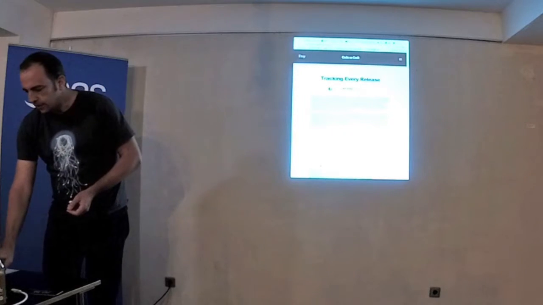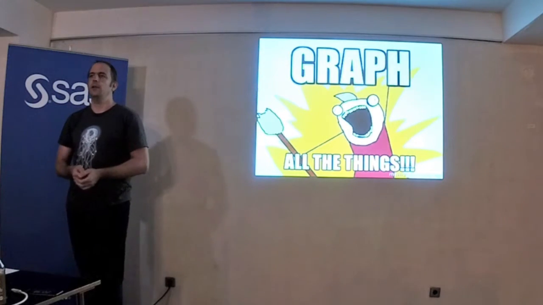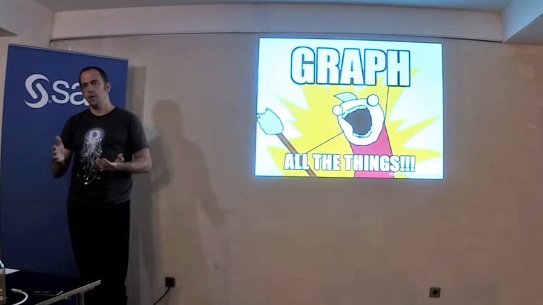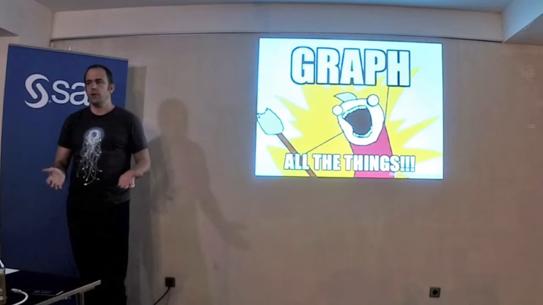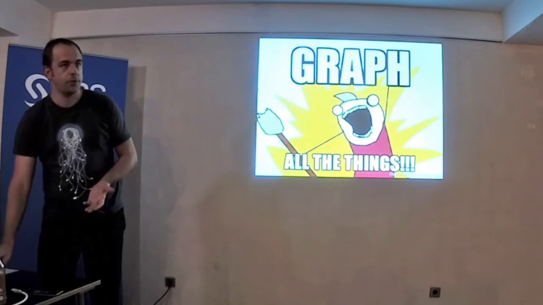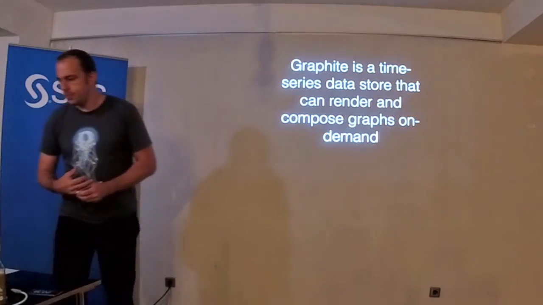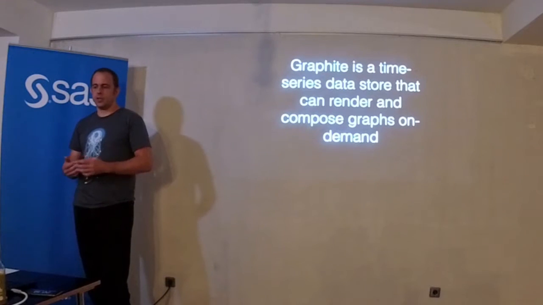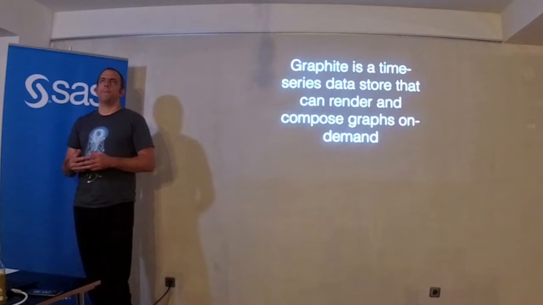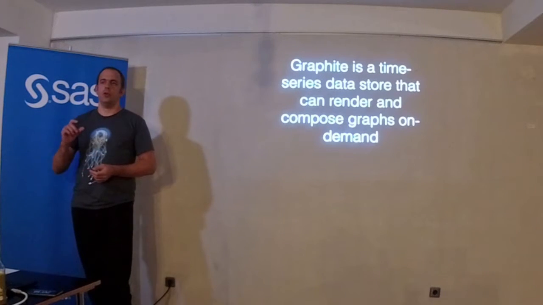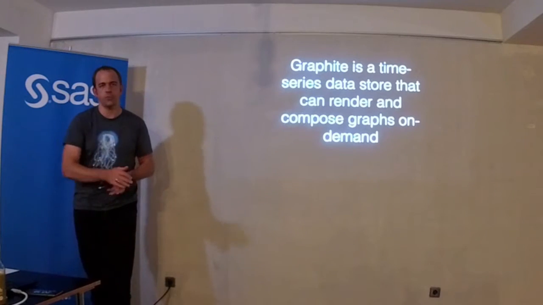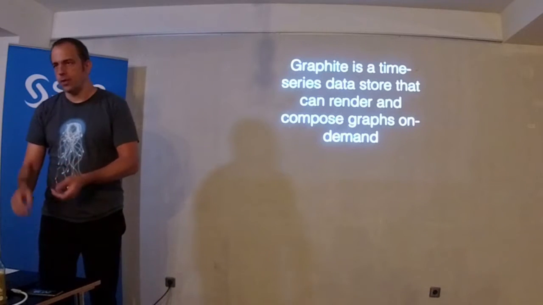And basically they said, graph all the things, meaning if you have values that change over time, then you better make a line chart out of it, basically. And this is what Graphite, and they use Graphite, so I thought, okay, let's check it out. So it's a time series data store that can render and compose graphs on demand and has some decent utilities for trying to extract information out of your data. So you can think with the metrics.